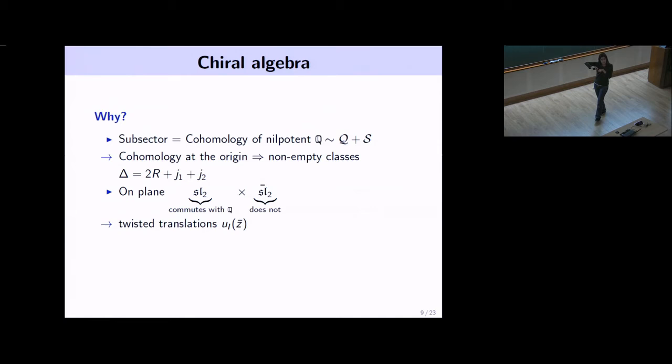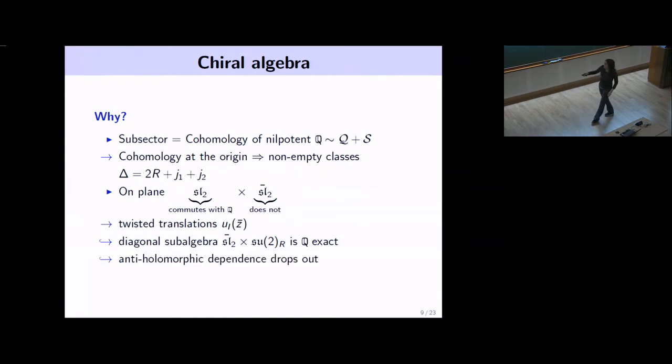As I twist the operator away from the origin, I must rotate it in SU2R space. Remember, this I is an SU2R index with an explicit z-bar dependence. So the precise statement is that the diagonal subalgebra of this SL2 bar and the SU2R is Q exact. And so I'm free to do these translations by these twisted translations. And then the anti-holomorphic dependence drops out.